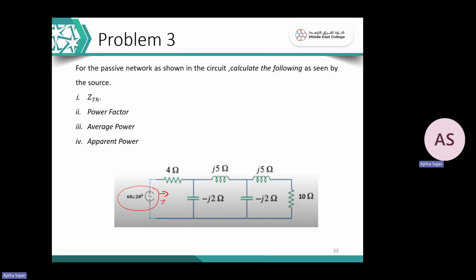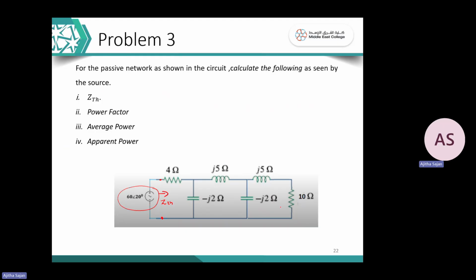You are supposed to first get ZTH. What is ZTH? The total impedance. It includes resistance, capacitance, and inductance. When I want to get ZTH from these 2 points, because the source is here, you have to calculate from the right side. So the first thing is to calculate the total impedance ZTH.